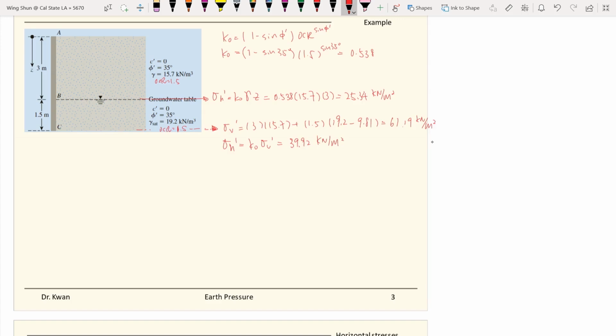And if we just calculate the water pressure, it will be equal to 1.5 times 9.81. That will be equal to 14.72 kilonewtons per square meter. Then we can plot out the stress distributions.